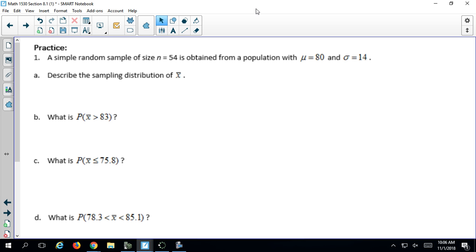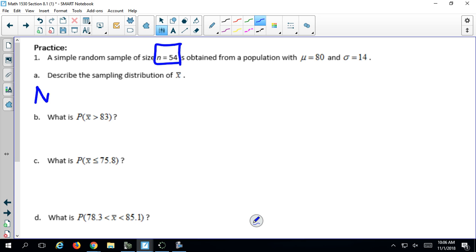So describe it for me. What shape does it have? We know that we're taking samples of size 54, right? We only took this one sample. We're going to imagine if we took every possible sample of size 54, then they would be normally distributed. The sample means would be normally distributed of all those samples because it's bigger than 30. So we know that it's normally distributed.